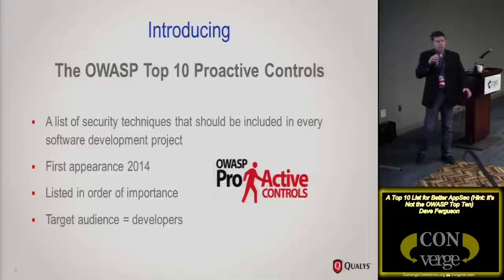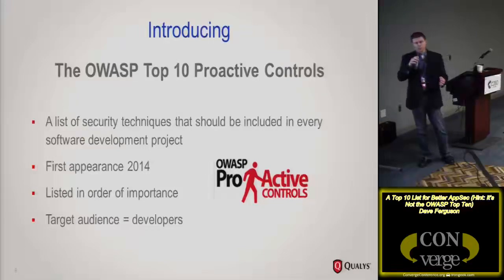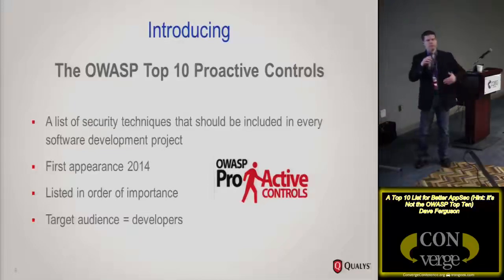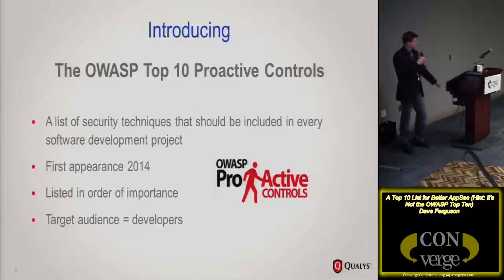So the OWASP top 10 proactive controls is a list of really security techniques that need to be included, or should be included, in every development project. And it's listed in order of importance. So C1 is the first control, being most important, in descending order to C10. And like I said, the target audience is developers.